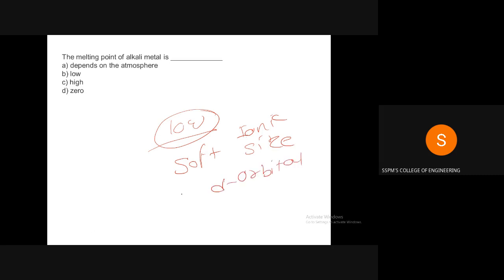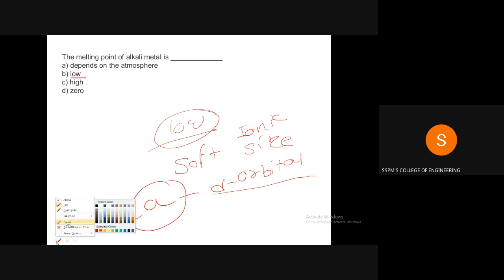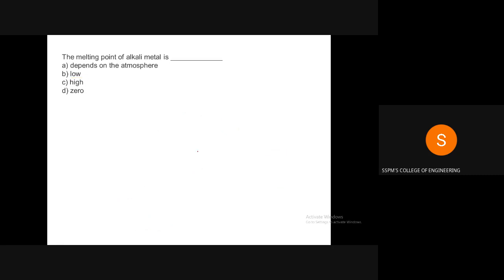The only exception is calcium. Calcium has a high melting point. So remember this question: calcium has a high melting point due to the contribution of the d orbital in the metallic bonding, whereas other elements, alkali metal as well as alkaline earth metal, have a low melting point. So the correct answer is that the melting point of alkali metal is low.